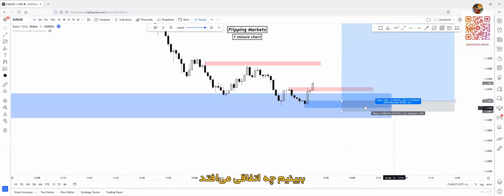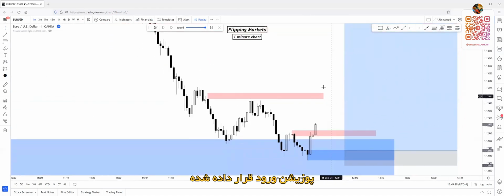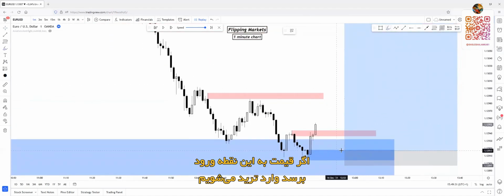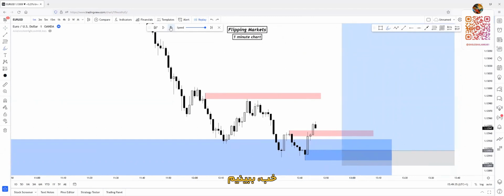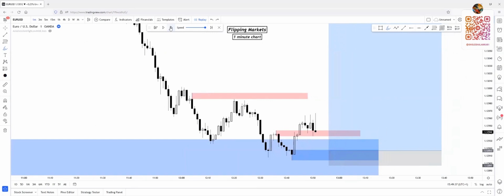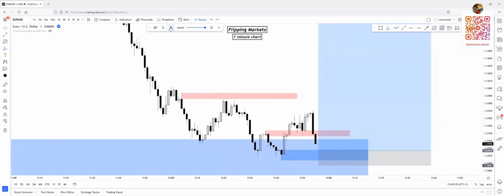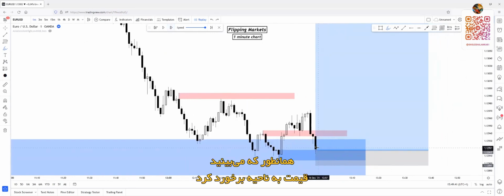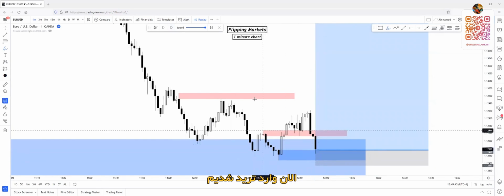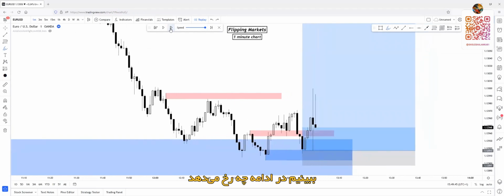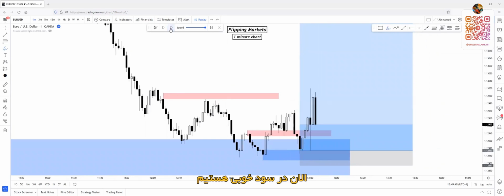Okay, so let's see what happens. The position is all set. If price reaches this entry point, we will be tagged in the trade. So let's see. As you can see, price tapped this zone. We are tagged in the trade now. Let's see how it goes. Okay, strong reaction, really, really strong reaction. We are in profit, huge profit.